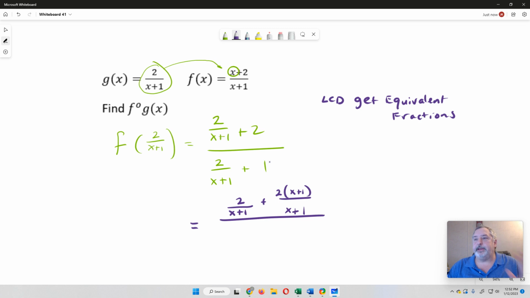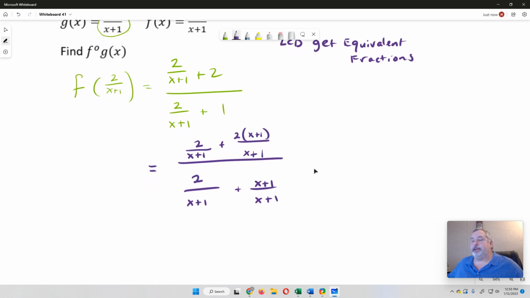In the denominator, same deal. I've got x plus 1, that's my denominator. The 2 doesn't change. Over here, the second fraction, because it's a 1, it's just x plus 1 over x plus 1, and that reduces to 1. So that's step 1, finding the LCDs and the equivalent fractions. Now we have to simplify.